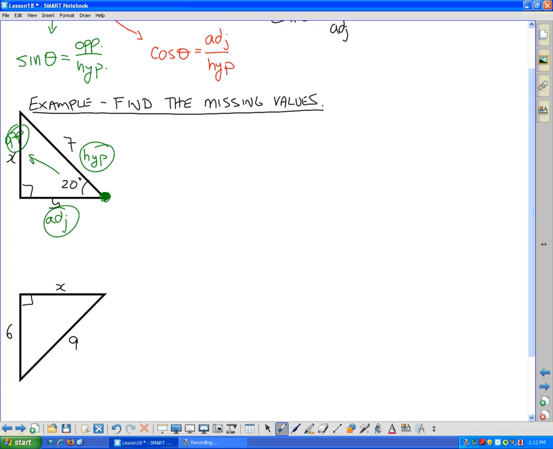So if I want to find the x value, and it doesn't matter the order here, if I want to find my x value, that means I need to use something with O in it for opposite, and I know the hypotenuse.